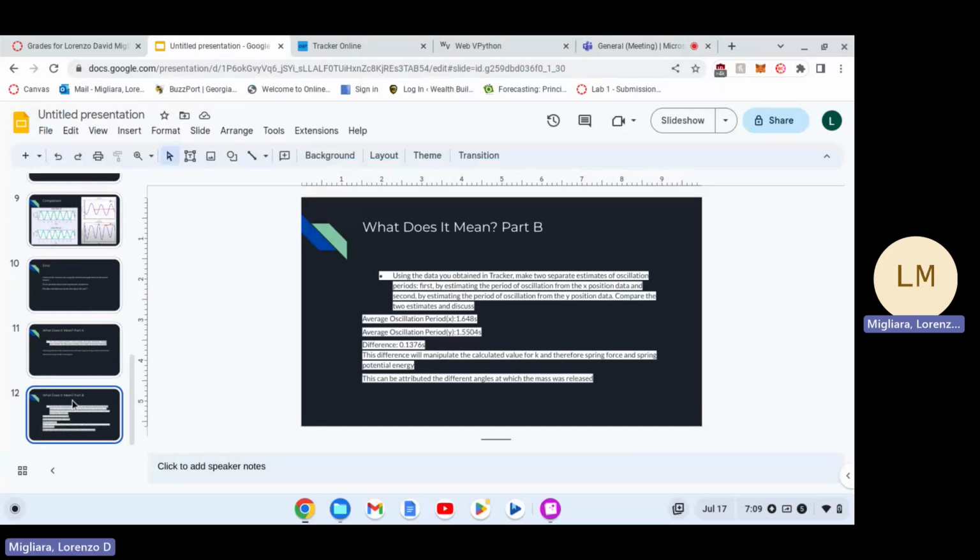Okay, finally, using the data you obtained in tracker, make two separate assessments of oscillation periods. Okay, here we go. We have an average oscillation period in the x direction, and that was 1.648 seconds per oscillation. And we had an average oscillation period in y, and that was 1.5504 seconds per oscillation. And the difference between these is 0.1376 seconds. And I decided this difference will manipulate the calculated value for k, and therefore the spring force and also spring potential energy. And this can be attributed to the different angles at which the mass was released.